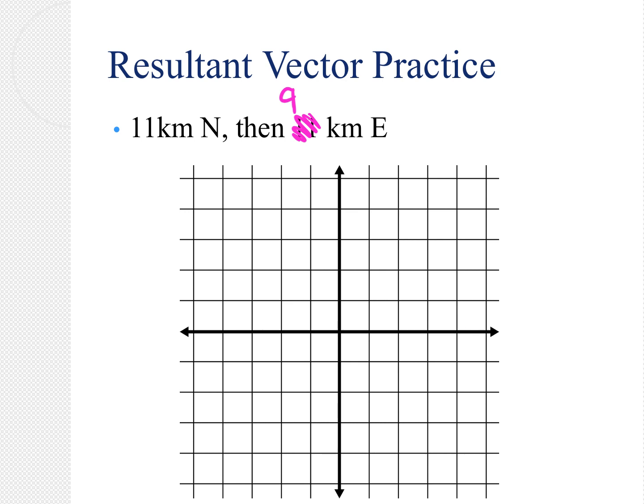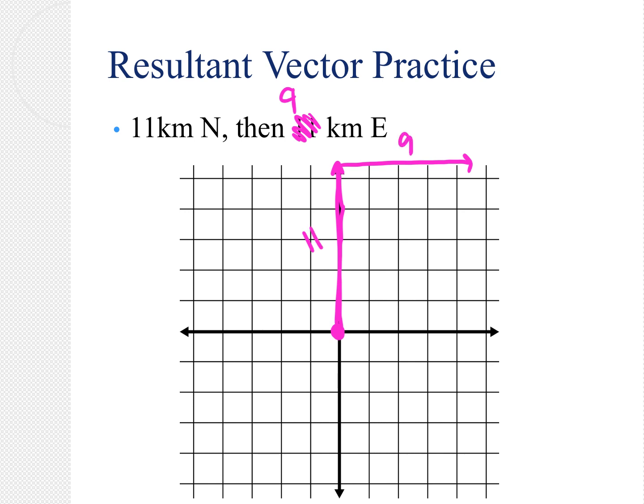So I'm going to draw my system, and I'm going to count each of those blocks as 2 kilometers. So I'm going to go 2, 4, 6, 8, 10, 11. So like a half right there. There's 11. And then 9: 2, 4, 6, 8, 9 kilometers. So this side is 11 and this side is 9.